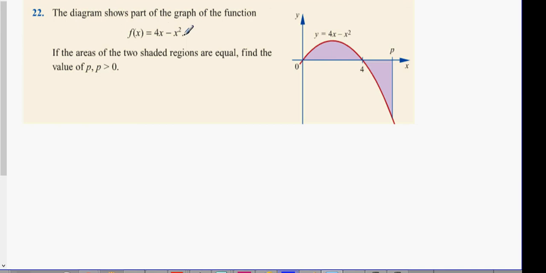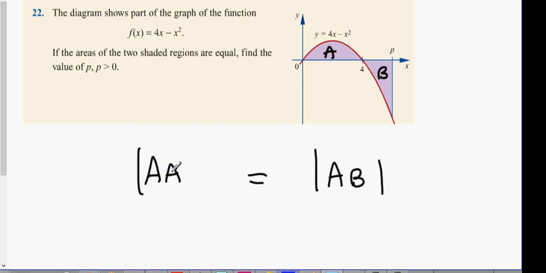If the areas of the shaded regions are equal, this one here equals this one here. But what is area B, by the way? Area B is a negative area, isn't it? Because it's below the axis. So please remember, it's the modulus of area B equals area A. Okay, it's the modulus, because we've been told that area B should be a negative number when we get it. So we got to be quite careful about that when we do it.